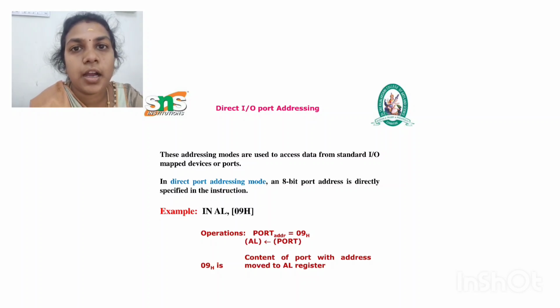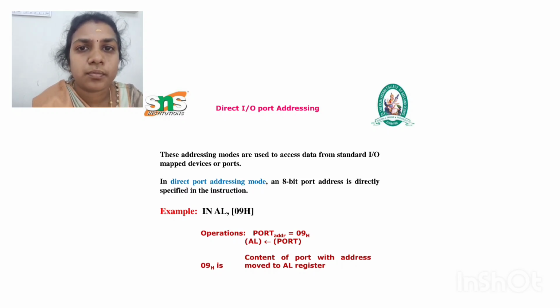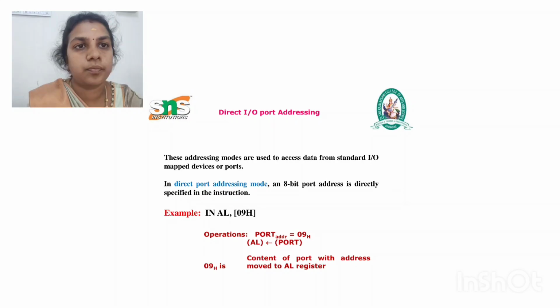Example: IN AL, 09H. The operation is: port address equal to 09H, so the content of the port with address 09H is moved to the AL register. In direct input-output port addressing, the port address is directly specified in the instruction.